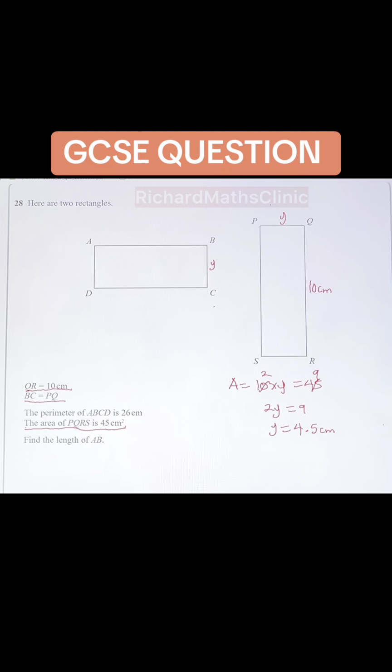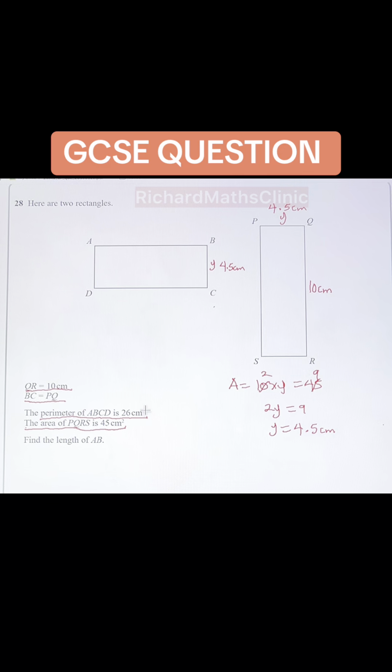So that means my breadth for the second rectangle on the right is 4.5 centimeters. So if that is 4.5 centimeters, do not forget side BC is the same. So that is 4.5 centimeters. I hope you are still following. Fantastic. So let's move on.